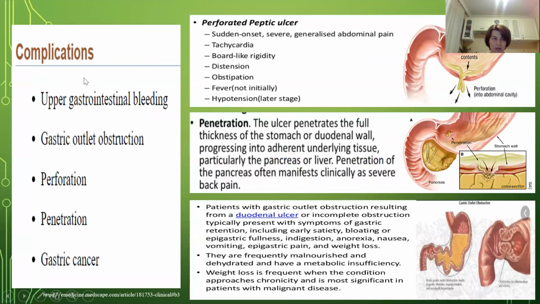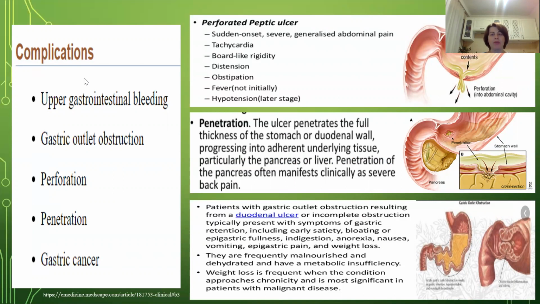Comparing with peptic ulcer. Complications of the peptic ulcer: upper gastrointestinal bleeding, gastric outlet obstruction, perforation, penetration, and gastric cancer. Upper gastrointestinal bleeding can be represented by anemia, pale skin, loss of blood pressure, tachycardia, vomiting with blood, or melena. So remember about it.